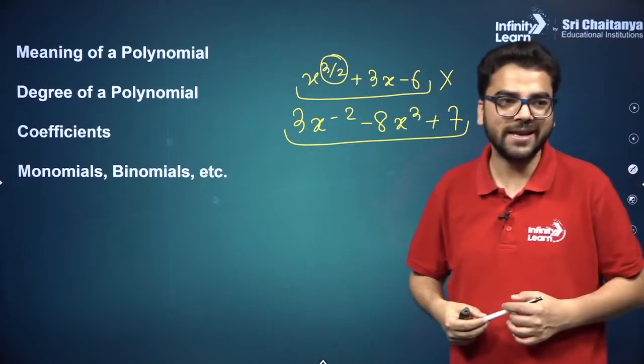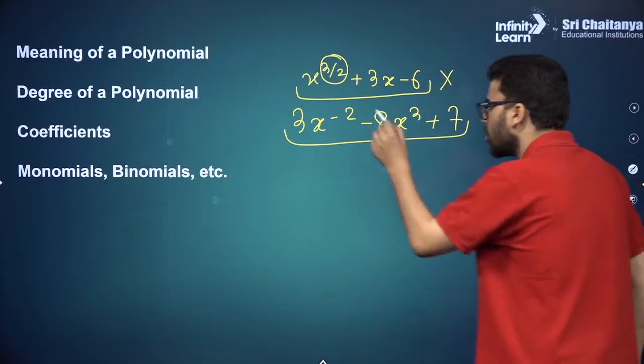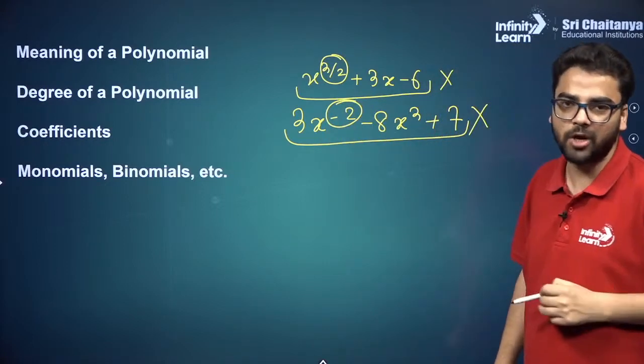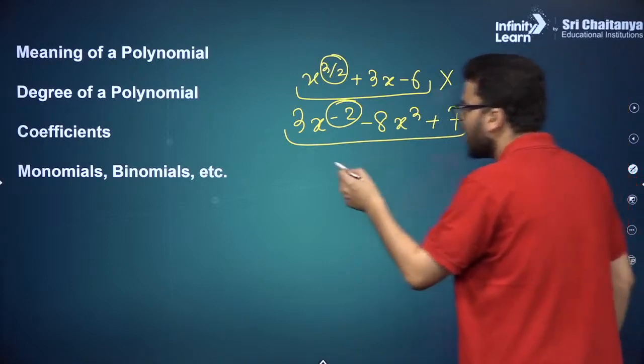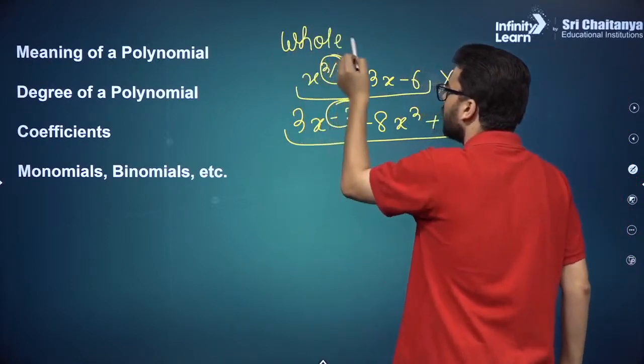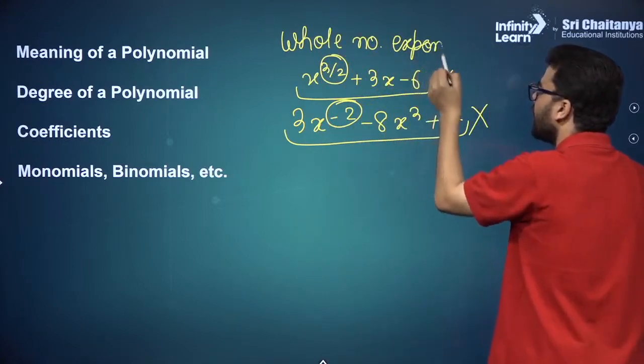Okay. So Harini and Aisha are saying it is a polynomial. No, this is not a polynomial because negative exponent of the variable is there. So it is not a polynomial. So basically a polynomial can have only whole number exponent of variables. Whole number exponent of variables.